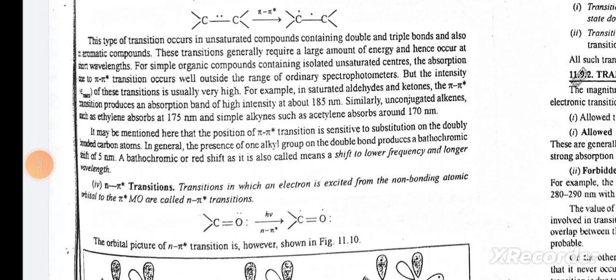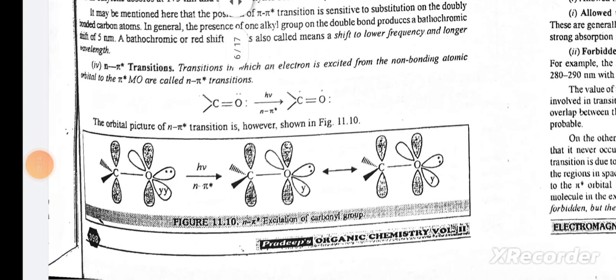n to pi star transitions, in which an electron is excited from a non-bonding atomic orbital to the pi star MO, are called n to pi star transitions. The orbital picture of n to pi star transition is shown in figure 11.10. Look at figure 11.10, the n to pi star excitation of a carbonyl group.